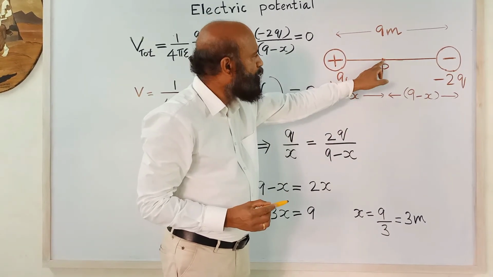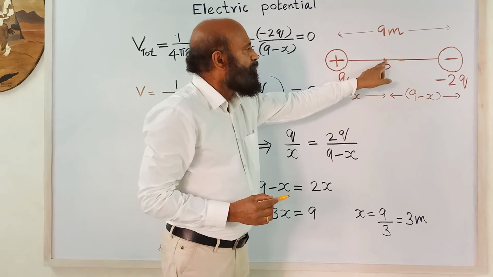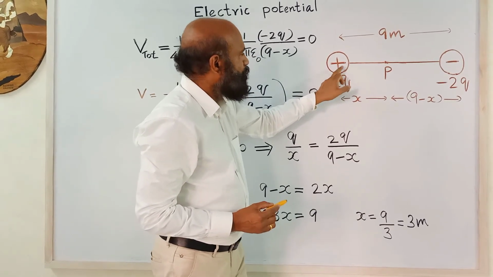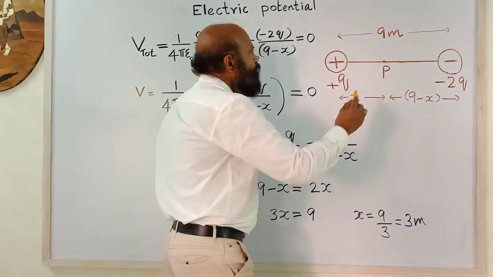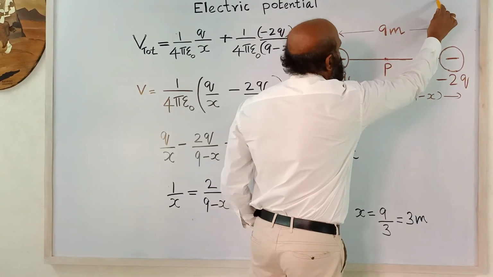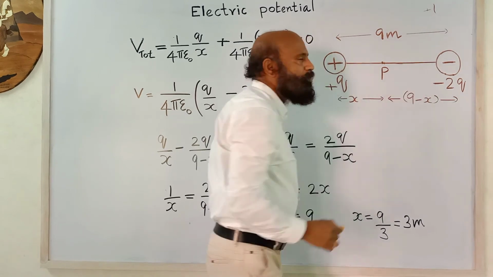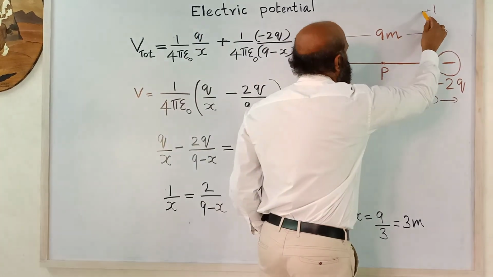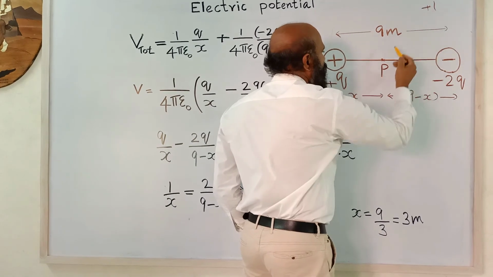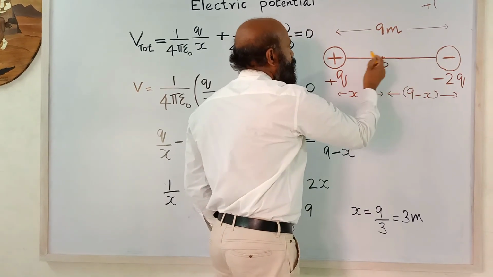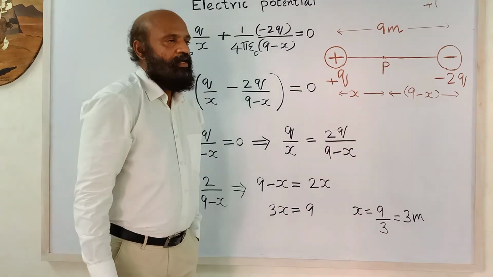At this point potential will become 0. The reason: one of the charges is positive, the other charge is negative. Potential is the amount of work done to take a unit positive charge from infinity. So this positive will repel, but this negative will attract. So at one point in between, potential will become 0.